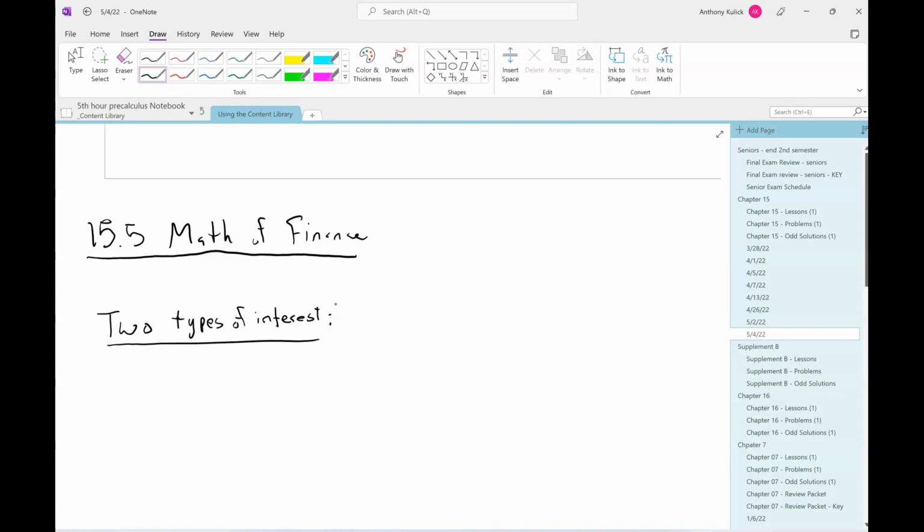Okay. So there's kind of two different ways interest is paid or charged. Whenever I say interest, we'll be talking about both the idea of interest that would be charged on a loan or interest that would be paid in a savings account. So the first type of interest is called simple interest.